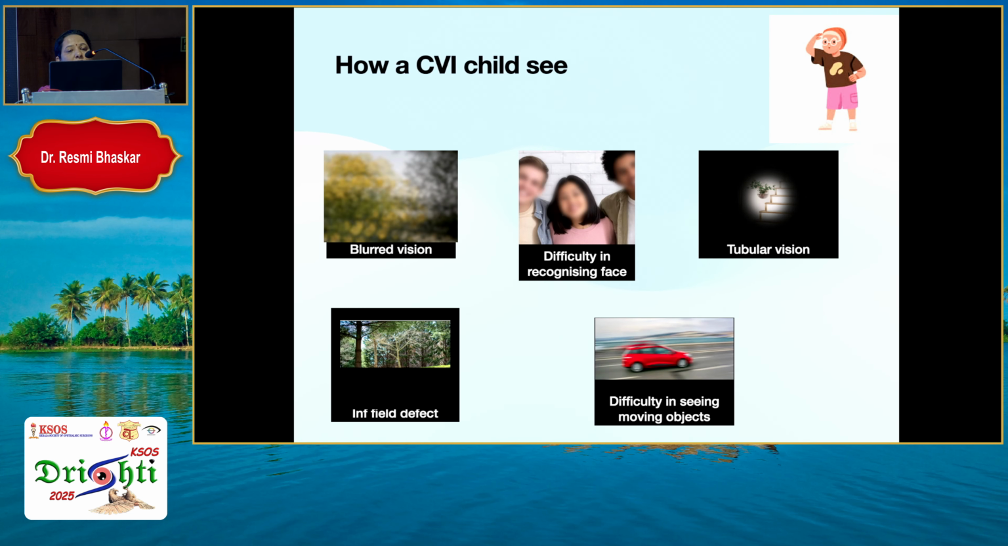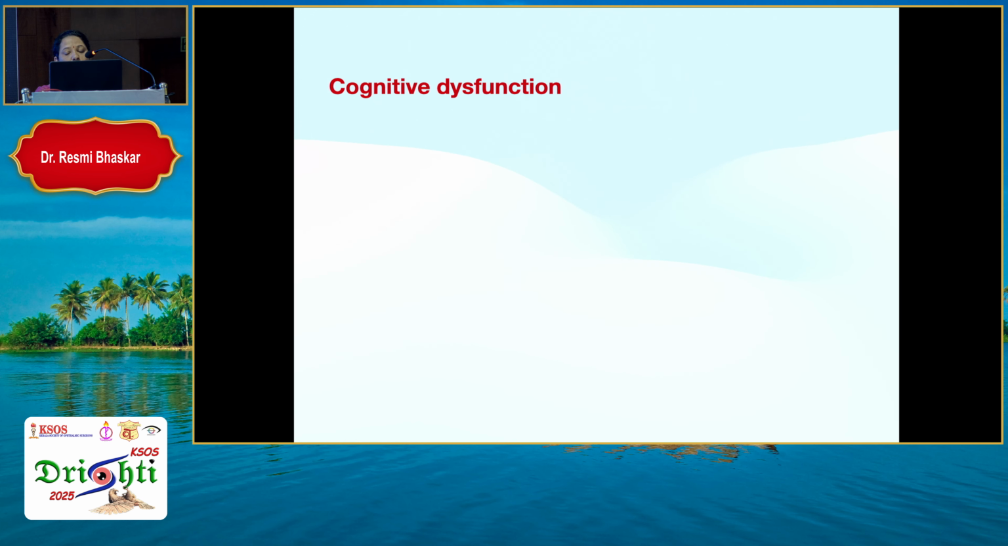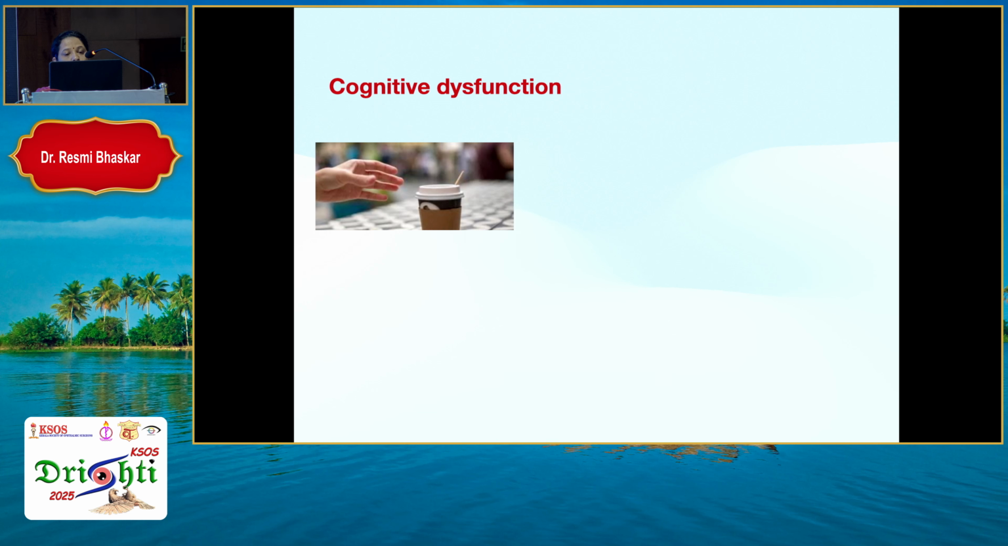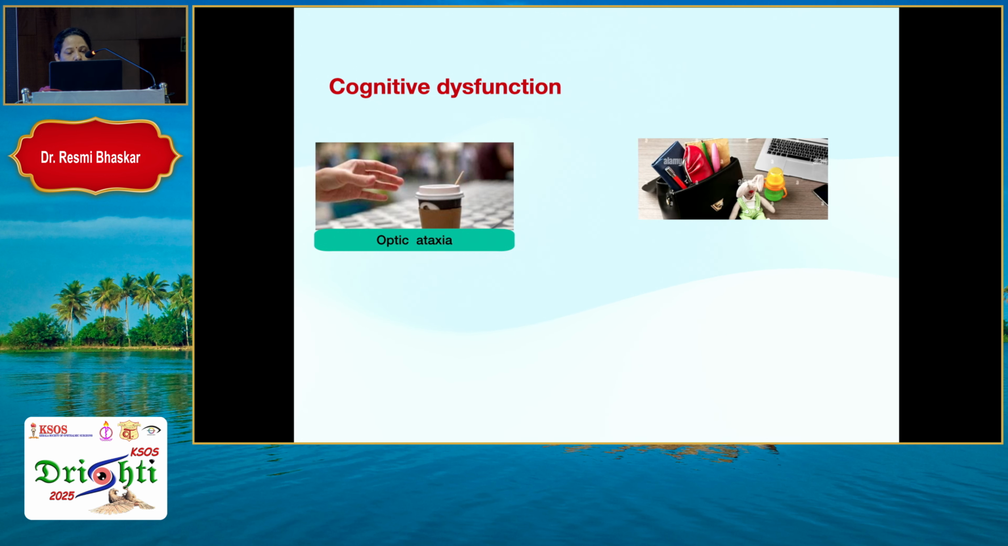So we'll see how a child with CVI sees. They can have blurred vision, difficulty recognizing faces, tubular vision, inferior field defect, and difficulty seeing moving objects. The cognitive dysfunctions they suffer include optic ataxia, that is, when they see a thing, they have to move and take it, but that will not be possible.